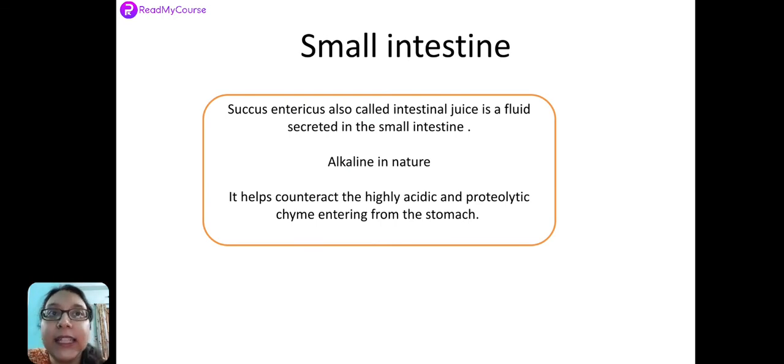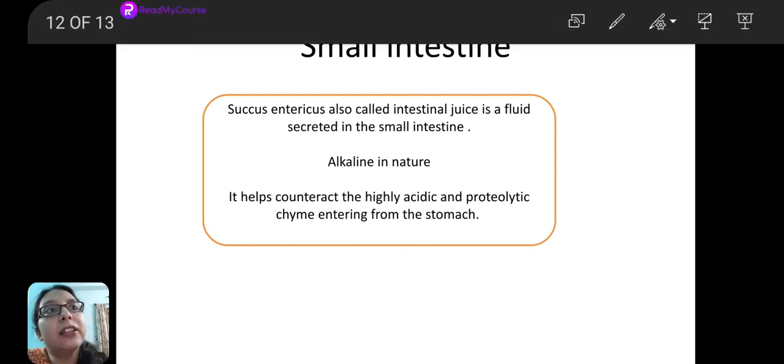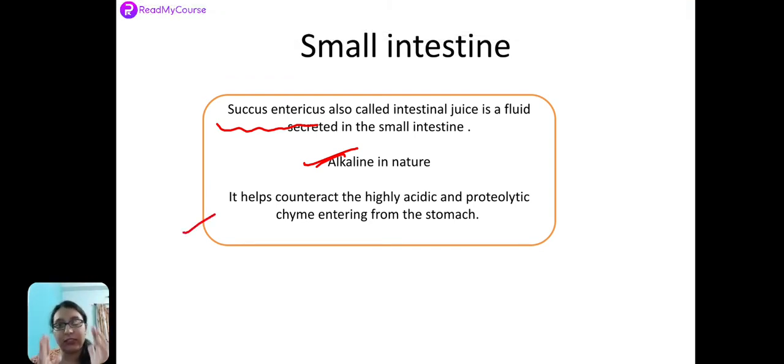Moving to the next slide. What about the small intestine? Succus entericus. Succus entericus is the intestinal juice. The name of the intestinal juice is Succus entericus. Okay. It is a fluid secreted by the cells in the small intestine. It is again alkaline in nature, and it helps to counteract the highly acidic and proteolytic chyme entering from the stomach. Right? So, this is only about the digestive glands and what their secretions are. Now, how they break down the food stepwise, that we will read in the digestion of food. That will be coming up in the next sessions, right?